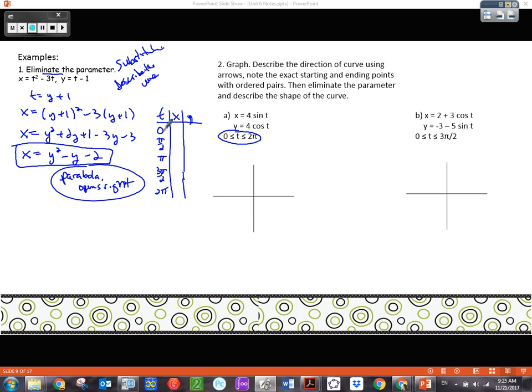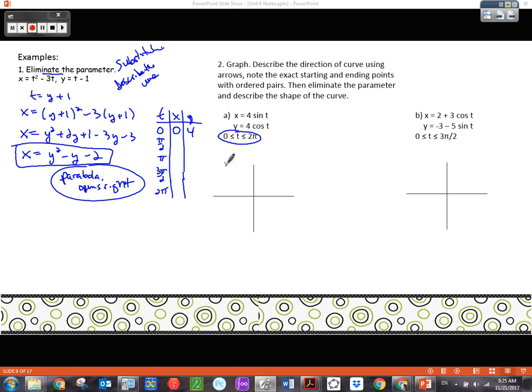Well, we're going to take our t value and put it in the equation for x. We're just going to put it over here. So if I substitute, sine of 0 is 0. 0 times 4 is 0. So my x coordinate at time 0 is 0. Now let's get our y coordinate. Let's put it in here. When cosine is 0, that's 1. 1 times 4 is 4, so there's my first point, 0, 4.